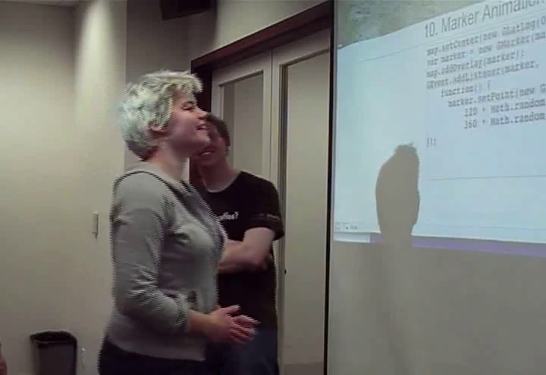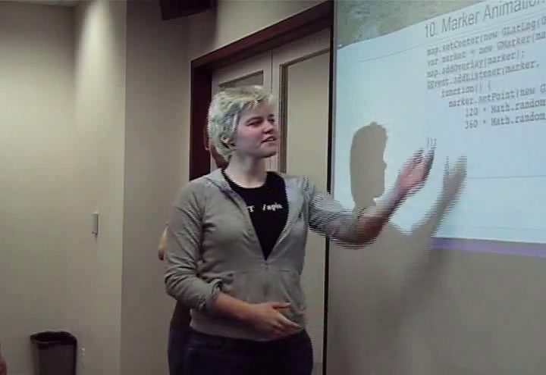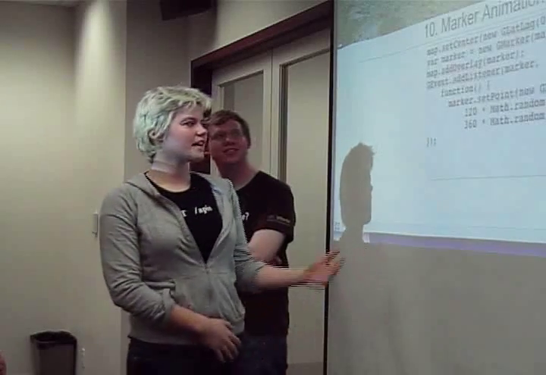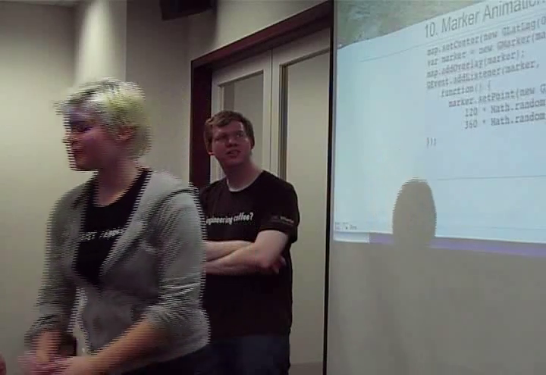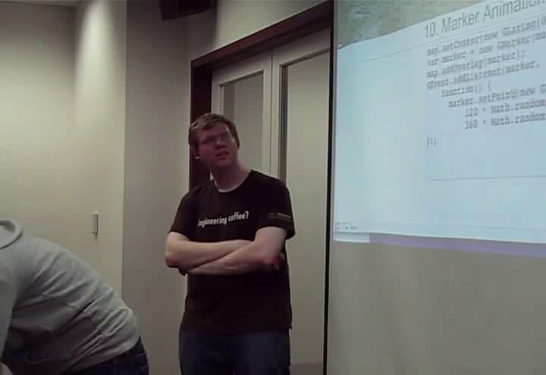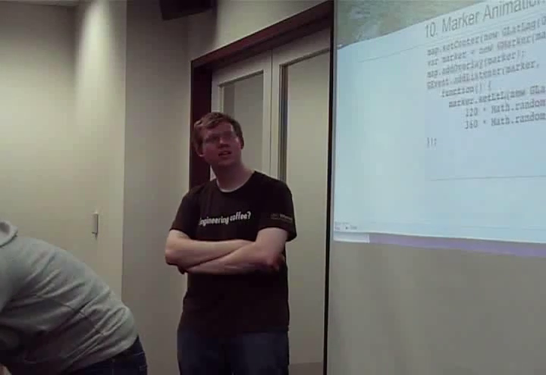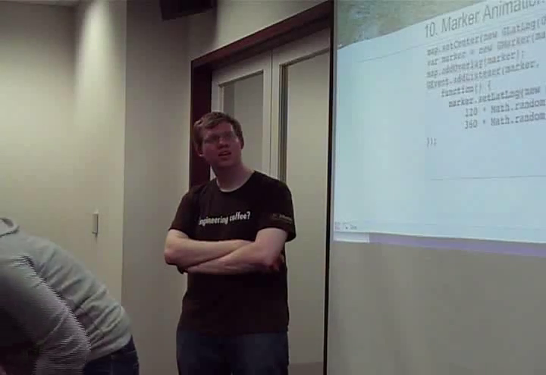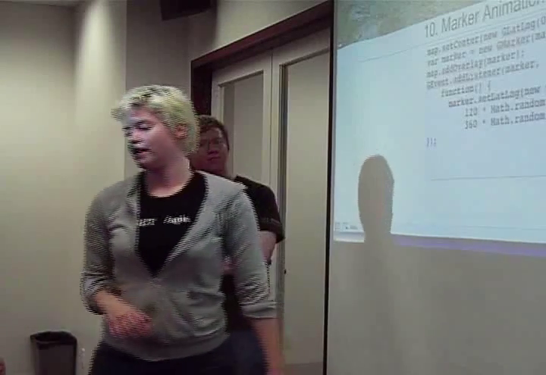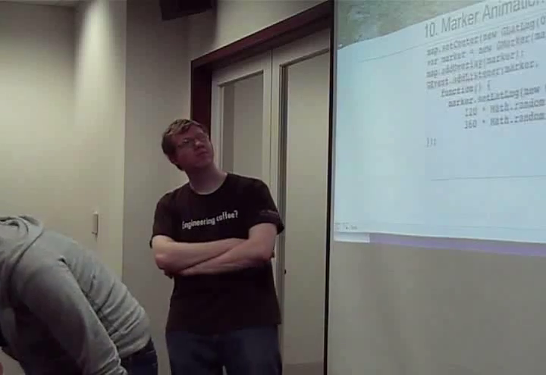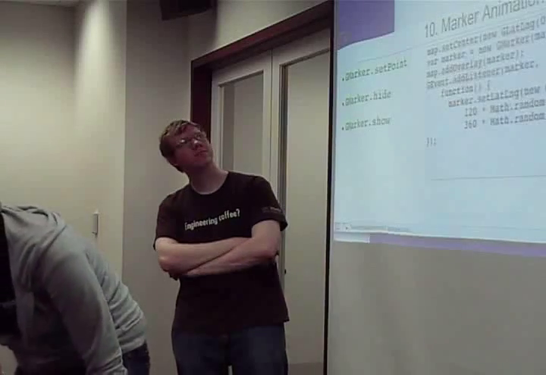And win prizes. Win-win. All right, so here's an example of marker animation. Just like anything else, you can change properties like setPoint. Actually, setPoint is deprecated. I changed it to setLatLng because that's more accurate. So you can change the coordinate of the marker. And in this case, this is what I call the idiot game.